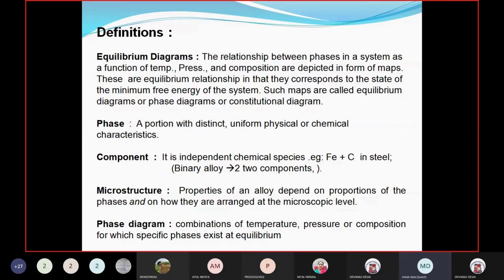Components are independent chemical species, like Fe plus C in a steel. Just now I told you that in steel, carbon is the main alloying element. That's why we call it a binary alloy, a two component system. What is microstructure? The property of an alloy depends on the proportion of the phases and how they are arranged at a microscopic level. It will give you the idea about that.